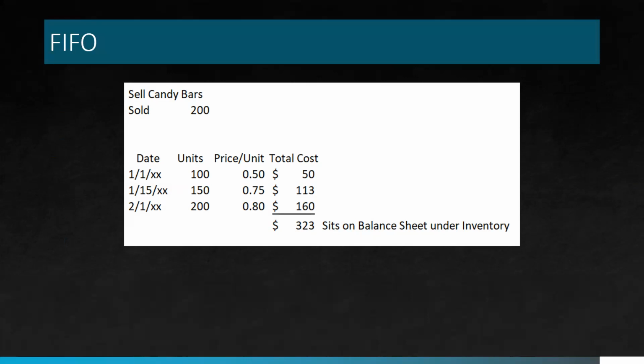And then as I sell these candy bars, depending on FIFO, LIFO, or the average cost method, that money, those amounts under total cost will move out of inventory and they will move onto the income statement under cost of revenues or cost of goods sold.